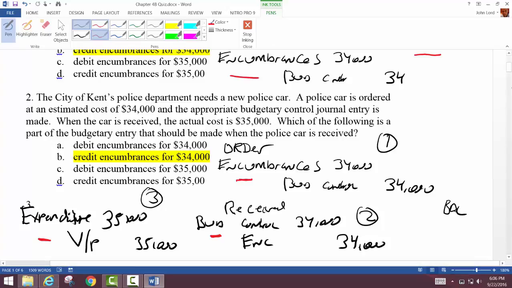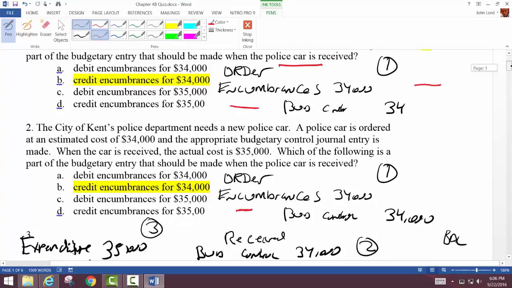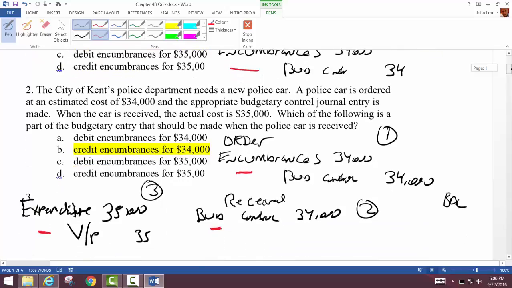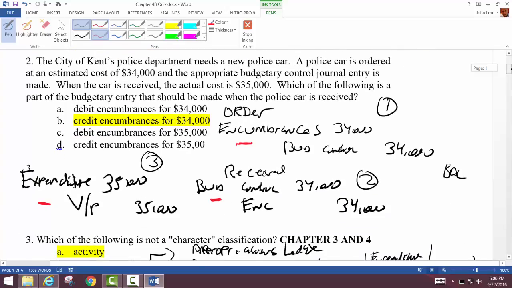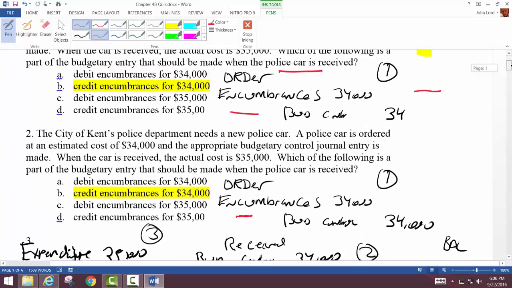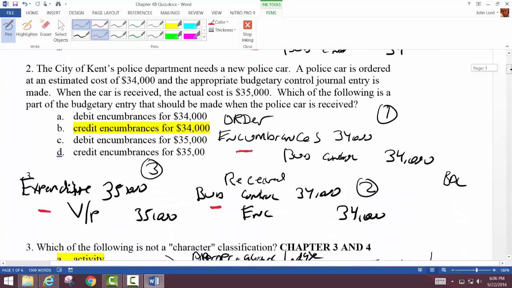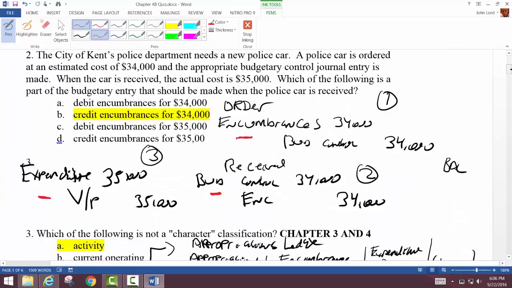Okay, so what happens? You take a look here, and we say, when this car is received, did we credit encumbrance for $34,000? For some reason we have the same question twice here, is all I can see. But we credit the encumbrance for $34,000, right? Okay, good.